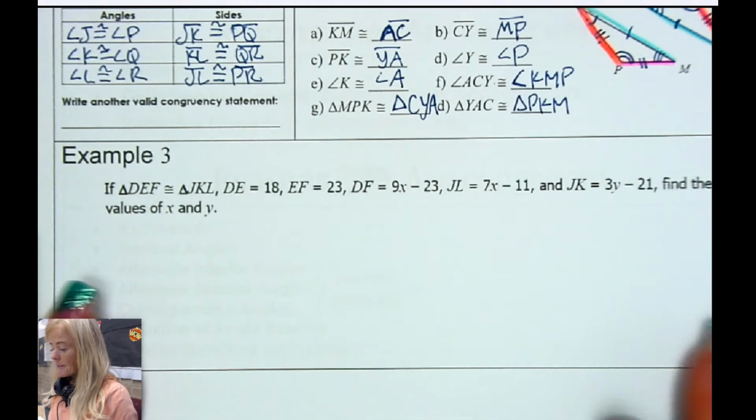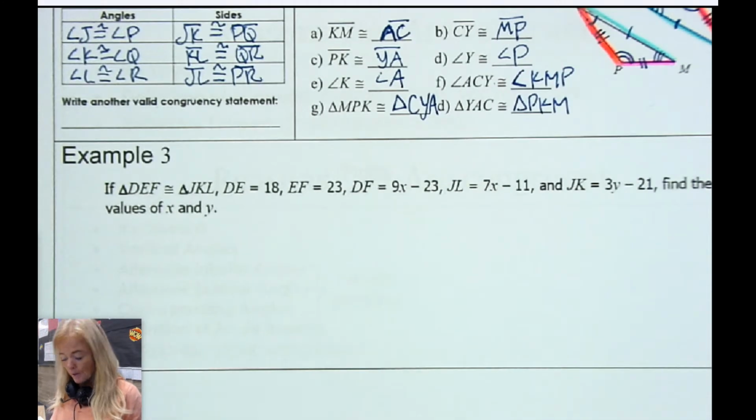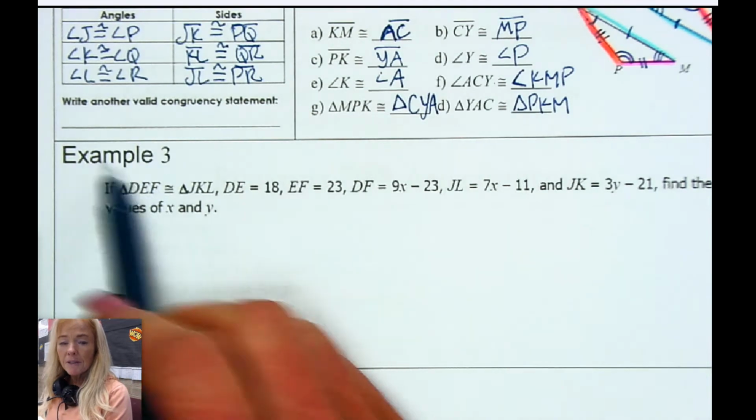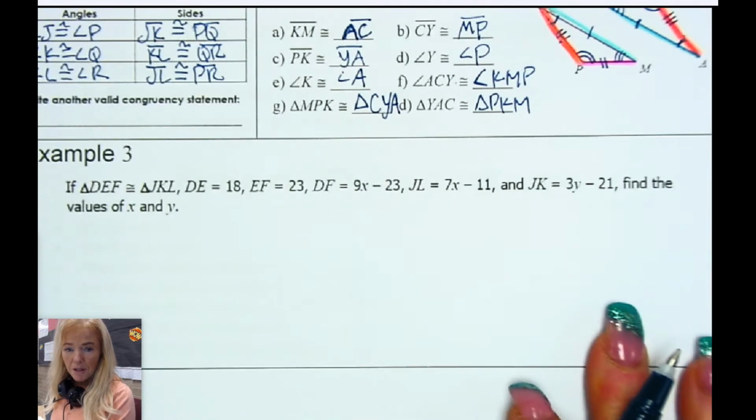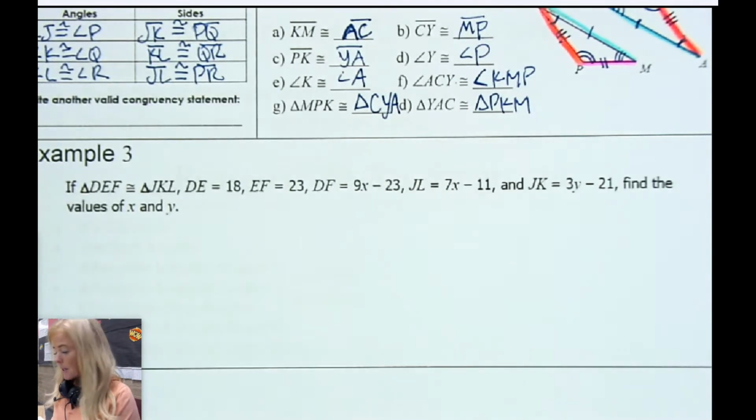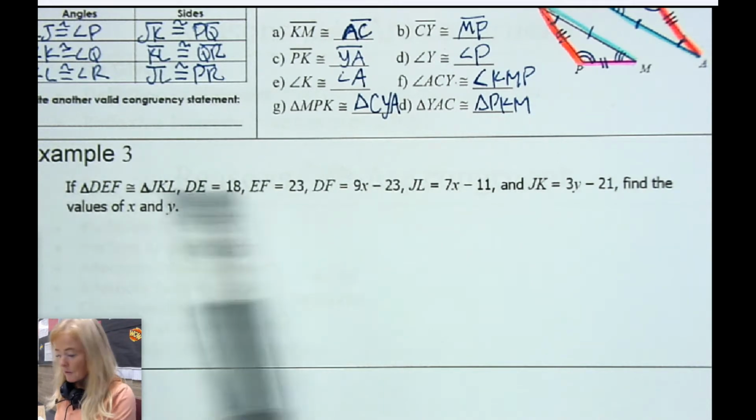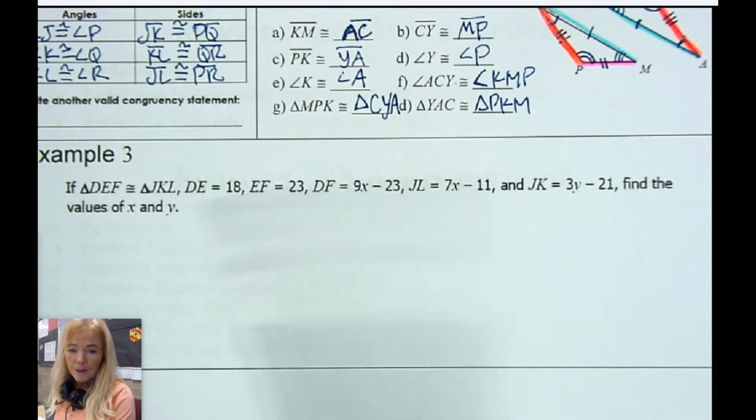Hi class. All right, this is 16.2, part 2, and we had just left off on example 3, so we'll be finishing that one. It says if triangle DEF is congruent to triangle JKL, and DE is 18, EF is 23, and DF is 9x minus 23, JL is 7x minus 11, JK is 3y minus 21, find the values of x and y. So we're given a bunch of side expressions for side measures.